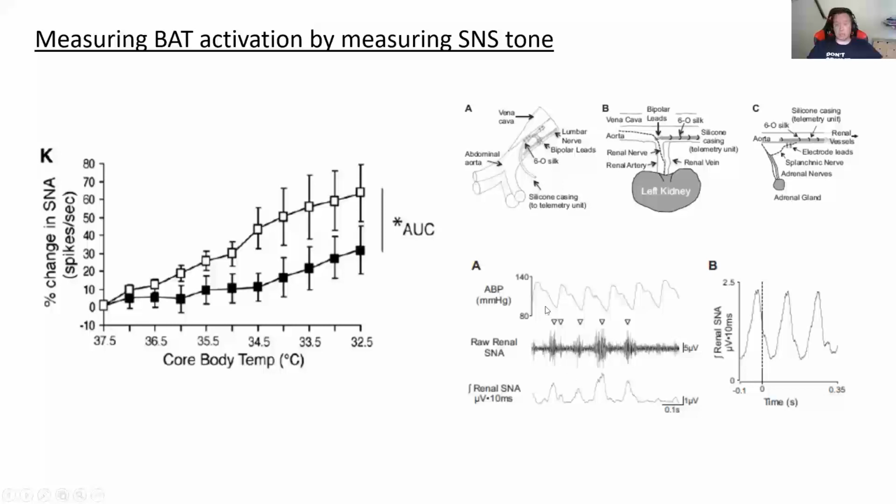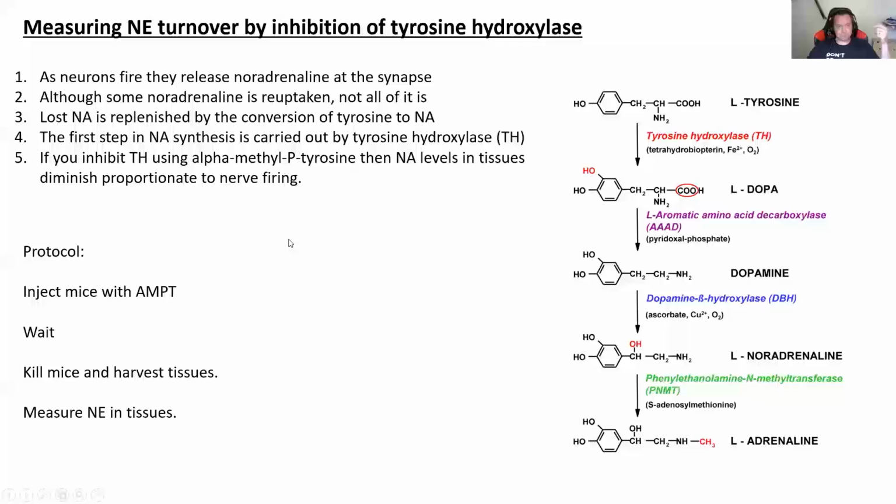And this is just showing some of the recordings. You get these raw SNA spikes of firing, and then you can integrate them to look at your SNS tone, so how much firing you've got. And things like cold exposure will accelerate these. So that's great, but you need about £30,000 worth of equipment, and you need to be able to do microsurgery, and you also need to potentially have the whole surgical rig set up and only be able to do it in unconscious animals for some organs.